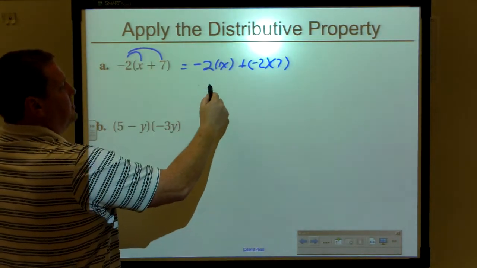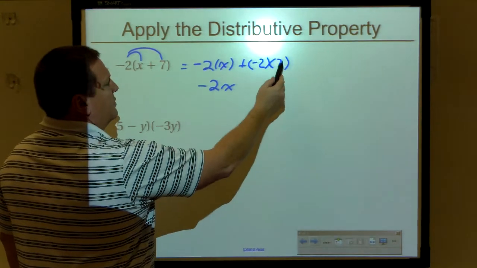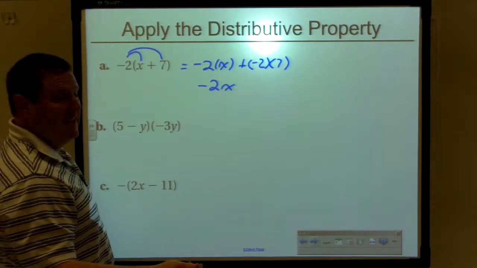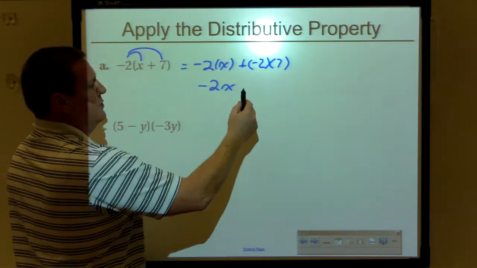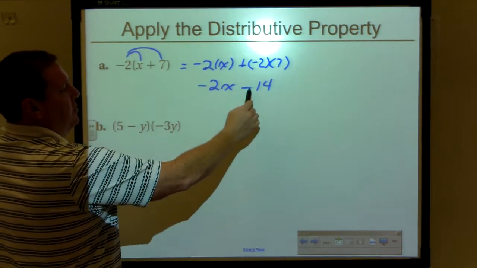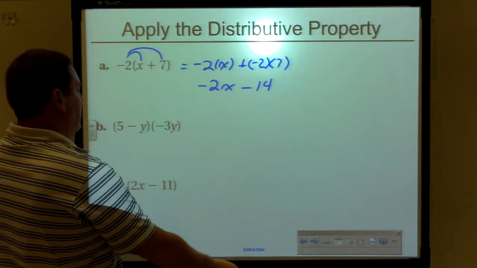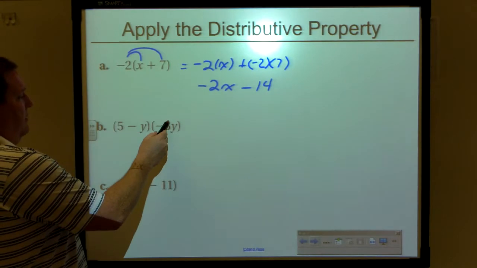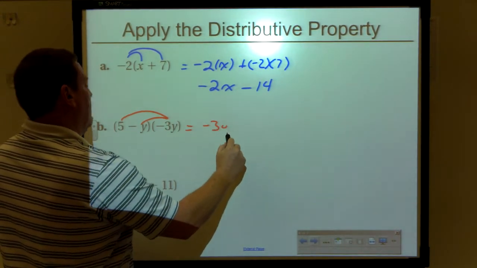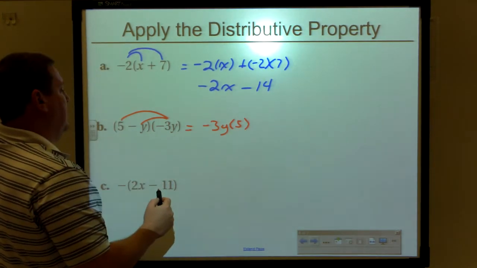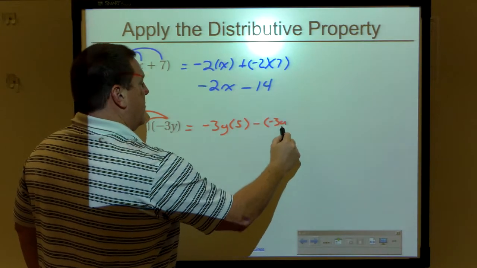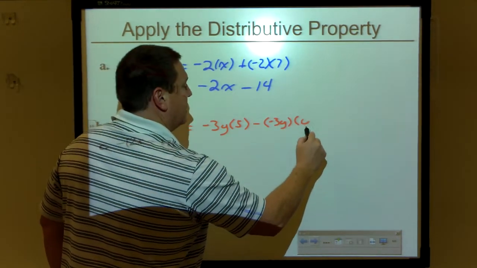And negative 2 times x would just be negative 2x. And negative 2 times 7 would be negative 14, but rather than writing plus negative 14, I'm just going to write it as minus 14, because that's the same thing as plus negative 14. Same thing here, only it's multiplied on the back. So we would have negative 3y times 5, and negative 3 minus negative 3y times y again.